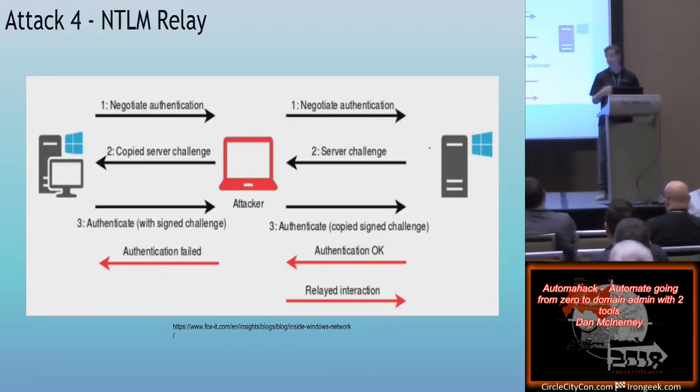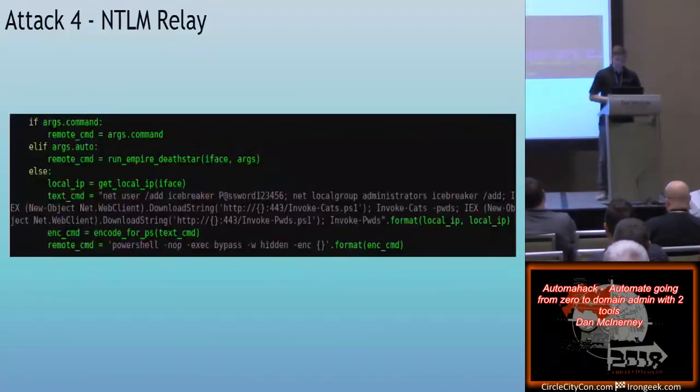But here's where you get a little tricky. When the server says your authentication is good to go, you, the attacker, say, no, your authentication's messed up. And then you can perform whatever actions you want on the server. So in this case, we're going to want to do things like add administrative users, dump the password database, things like that. So here's actually what the tool does by default through NTLM relay.